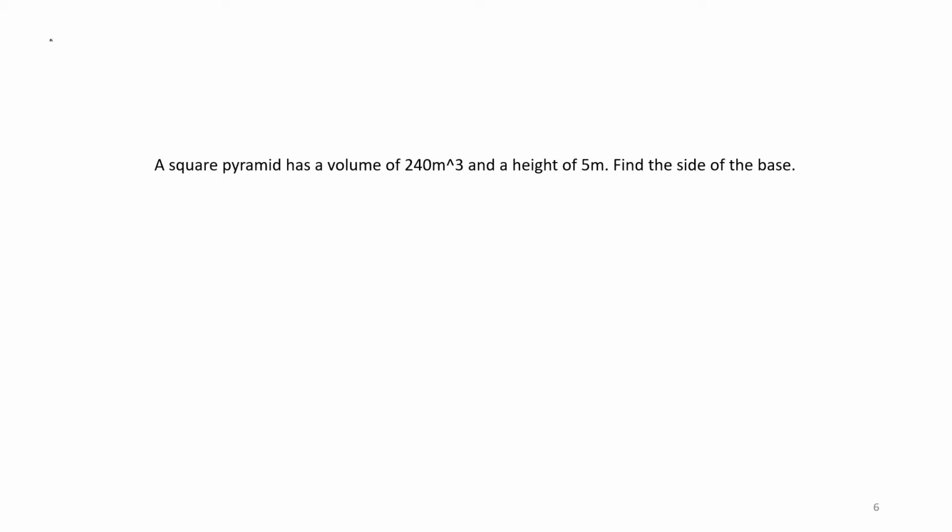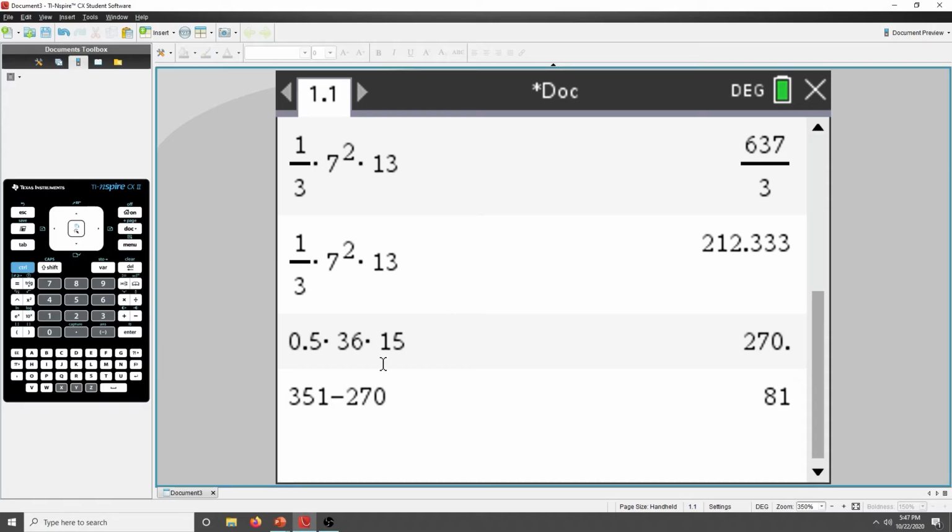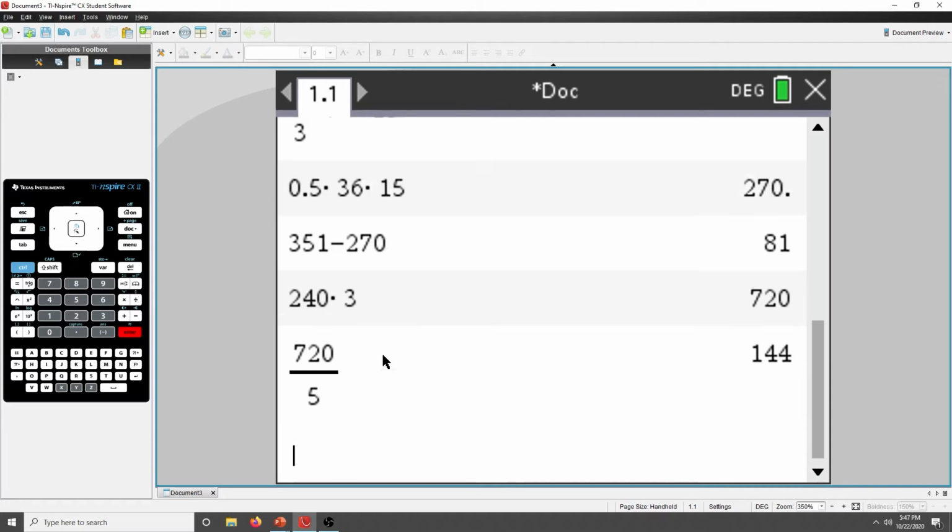So our equation is 1/3 area of the base times height. And we know everything except the area of the base. Now it's a square pyramid and that's important. So 1/3 area of the base times 5 equals 240. So we're going to multiply both sides by 3 and divide by 5 to get rid of this 1/3 and 5 respectively. So 240 times 3, 720 divided by 5 is 144. So that's the area of our base.